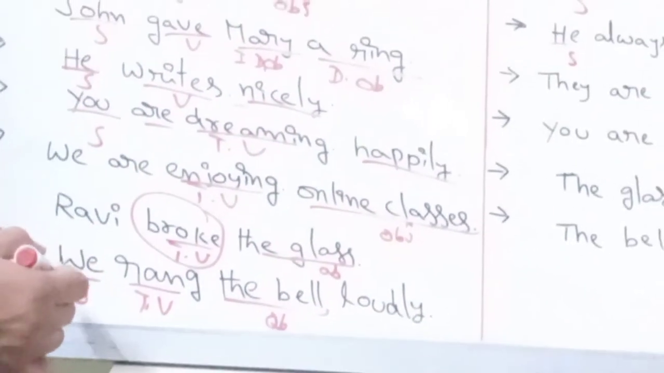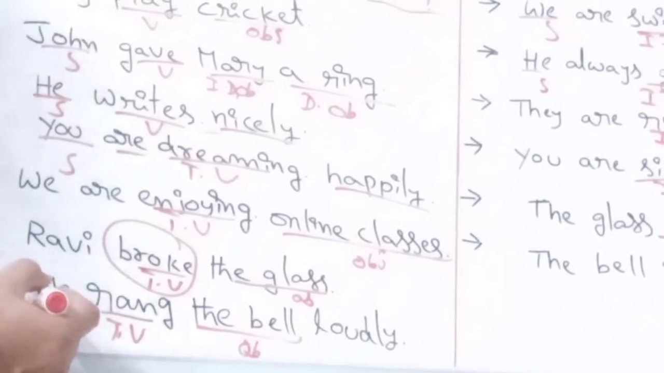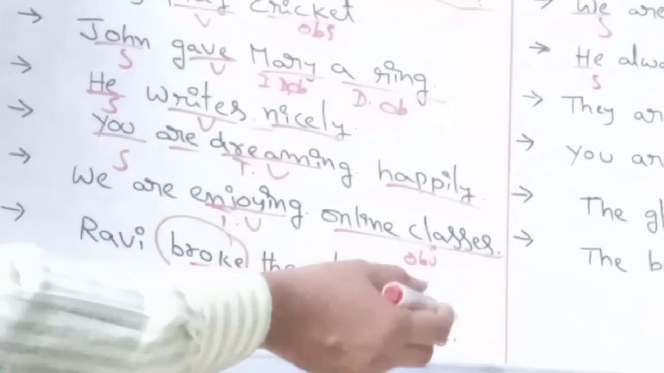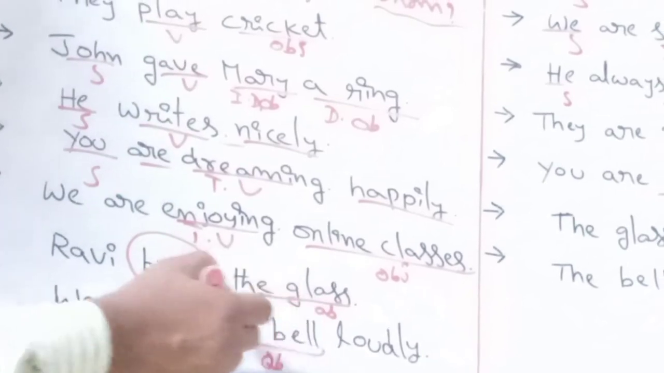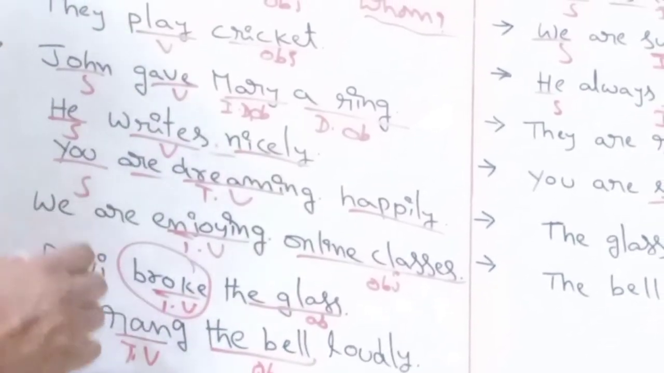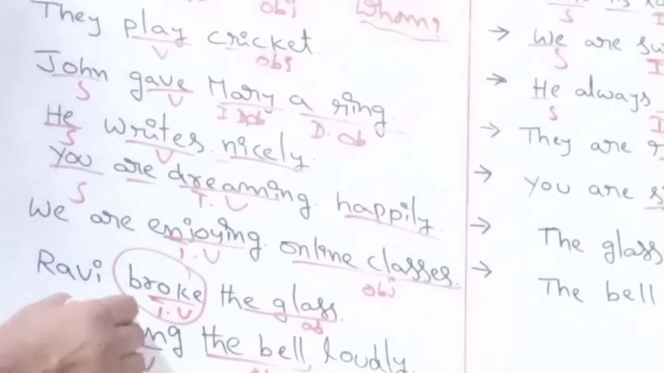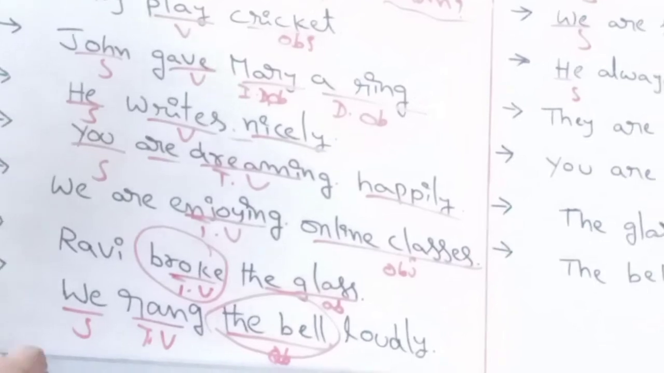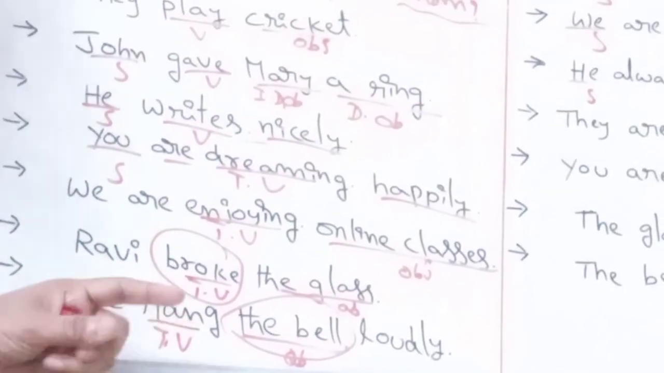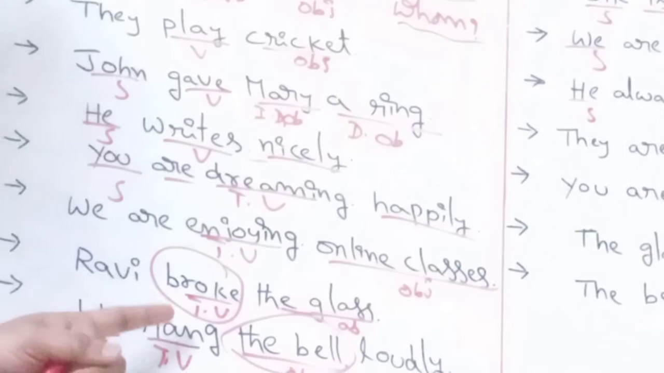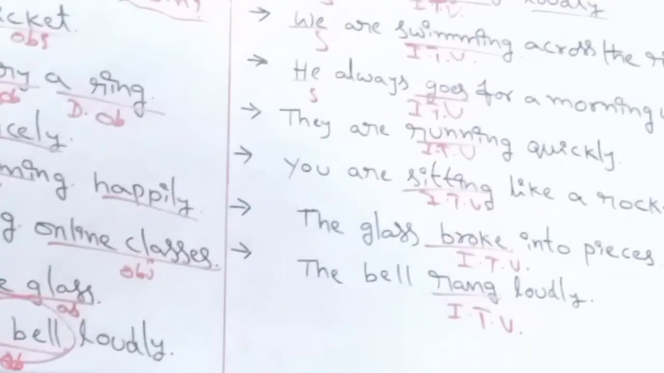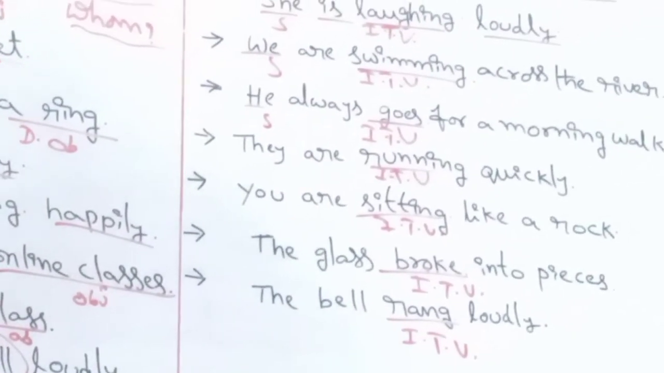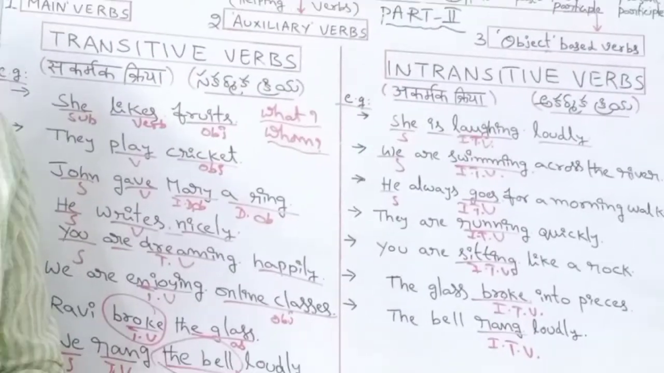But the same example rang we have seen just now in transitive verbs. See, I will look at the word again. We rang the bell loudly. We rang what? The bell. So here, according to this particular context and situation, after the verb rang, immediately the object bell is there. It is possible here. So the same verb rang, here it plays the role of a transitive verb and here it plays the role of an intransitive verb.